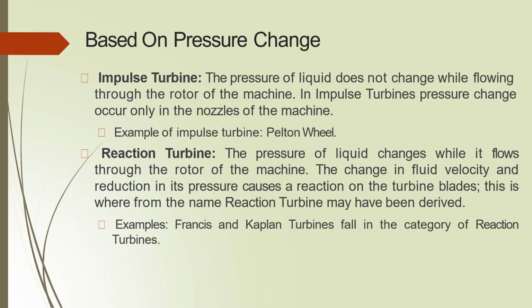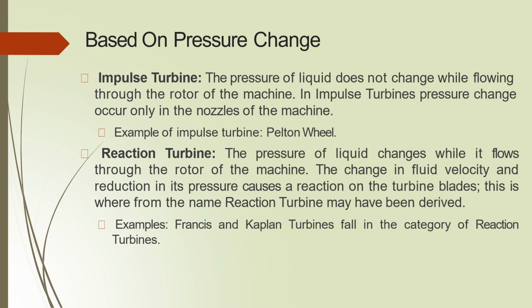The second one is based on the change in pressure. Here we have 2 types. One is the impulse turbine, second is the reaction turbine. In an impulse turbine, the pressure of the liquid does not change while flowing through the rotor of the machine. Pressure change occurs only in the nozzles of the machine. Means during the flow, there is no change in the pressure. The pressure conversion takes place only in the nozzle. The example for an impulse turbine is the Pelton wheel.